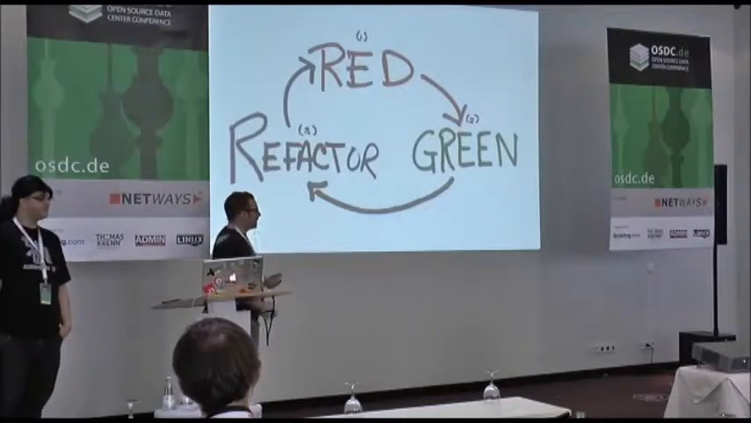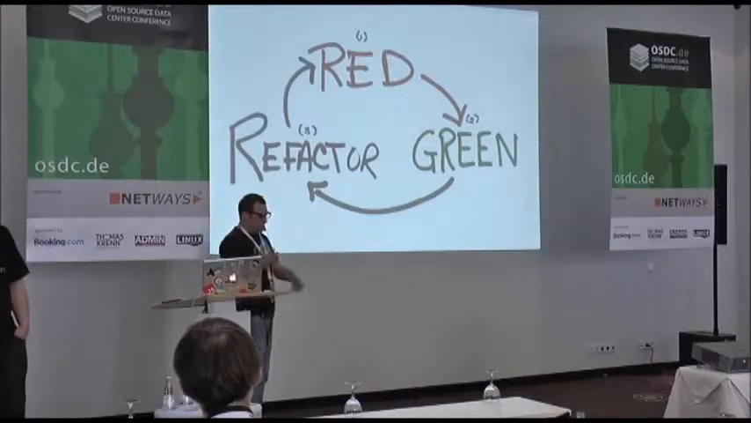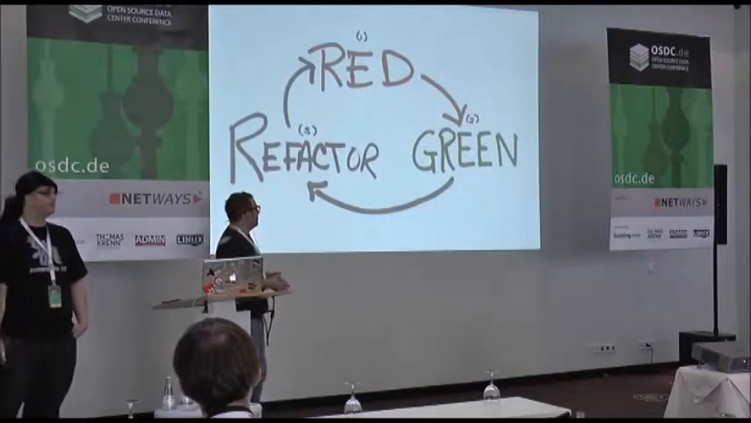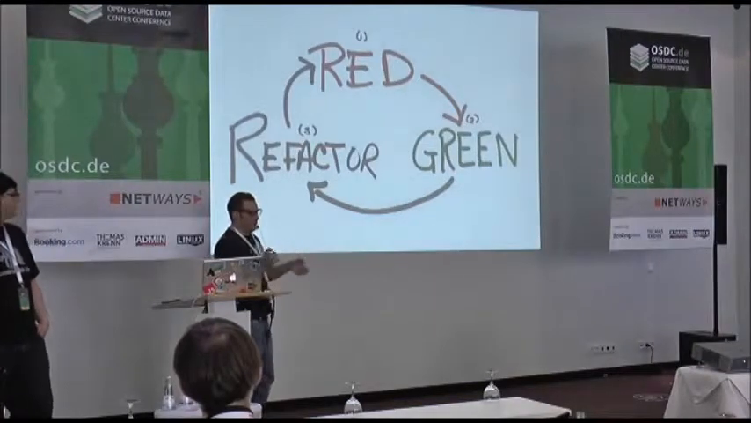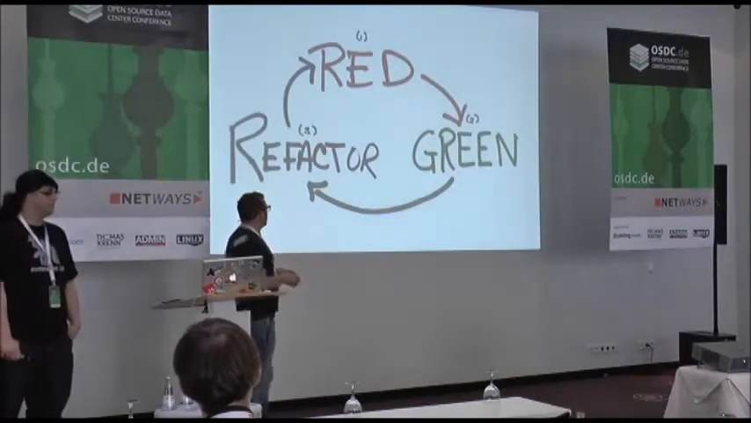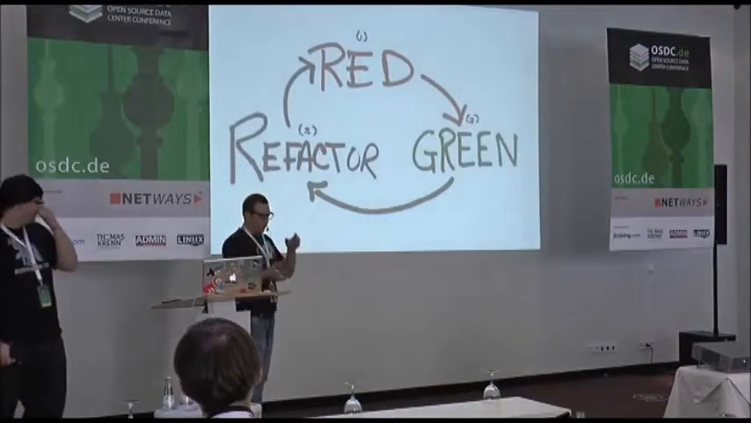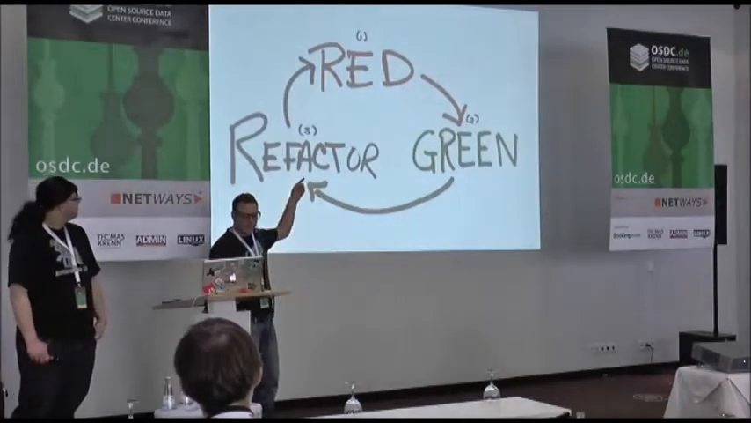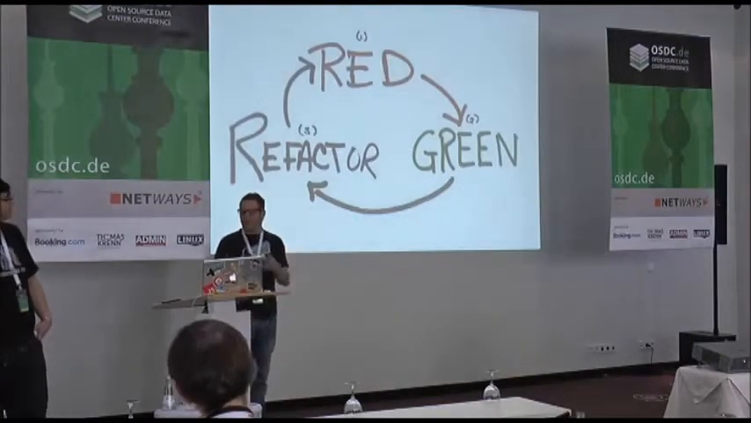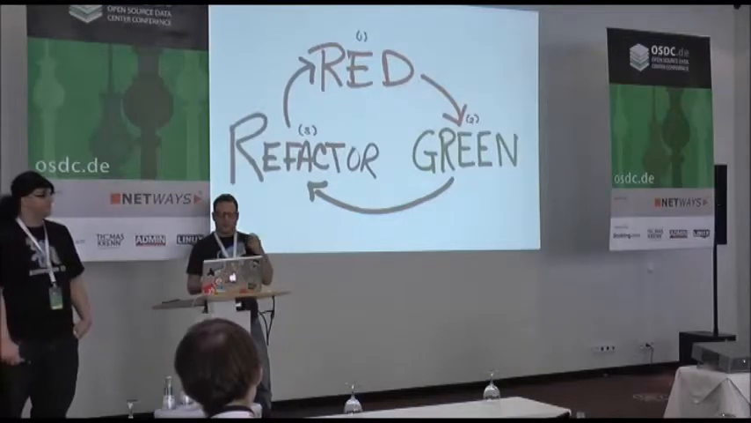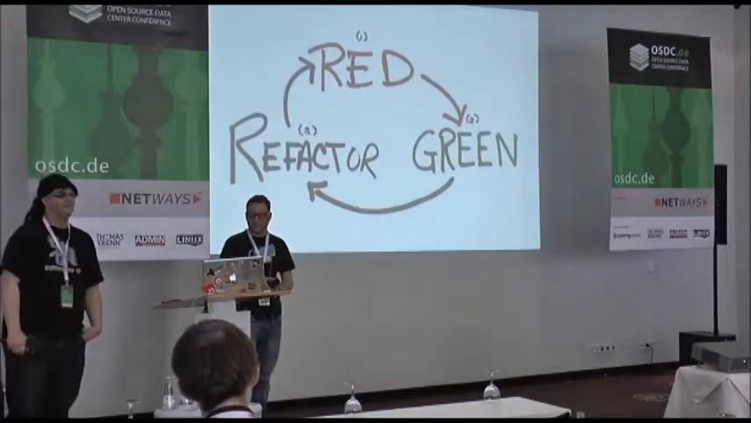And the cycle says, write a failing test, like you don't implement anything. Then write anything to make this test green, maybe also with copy and paste, it doesn't matter. And then refactor, because then you can get rid of copy and paste and stuff like that, because you have your tests and you make sure that you never implement one line without a test. And this is really cool.